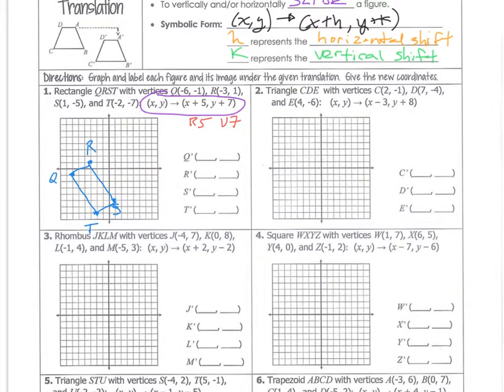So we have a rectangle. And for every point of that rectangle, we're going to move it right 5 and up 7. As long as you've plotted the correct pre-image, your image point should be accurate. So I'm going to plot my image in red. So I'm going to take Q and I'm going to go right 5 and up 7.